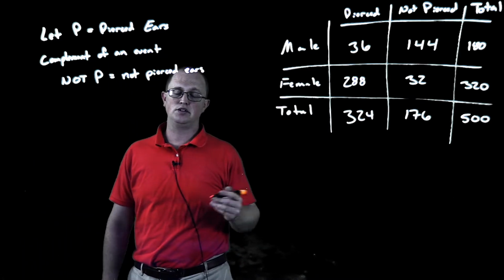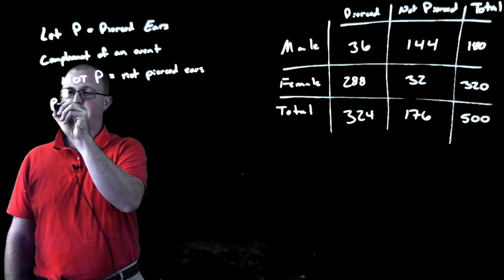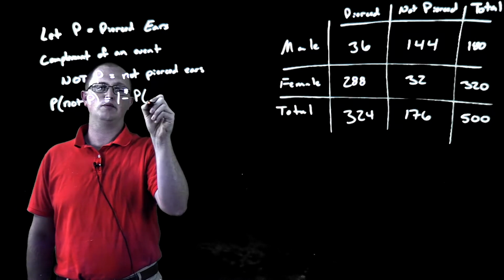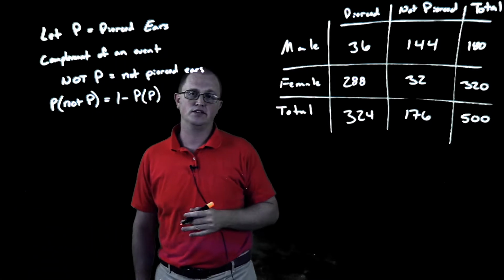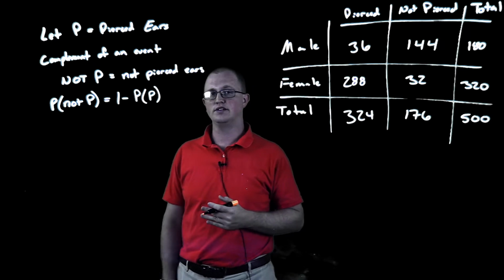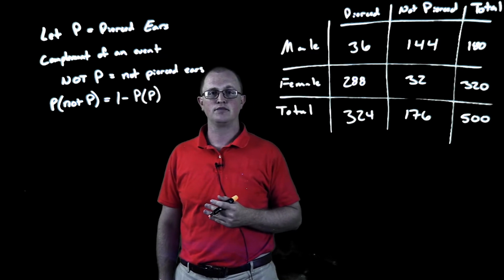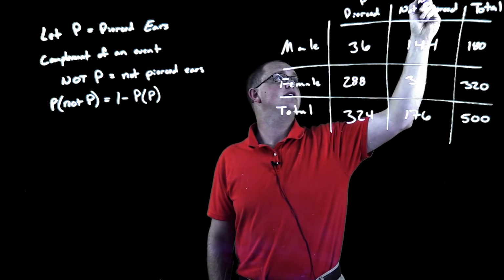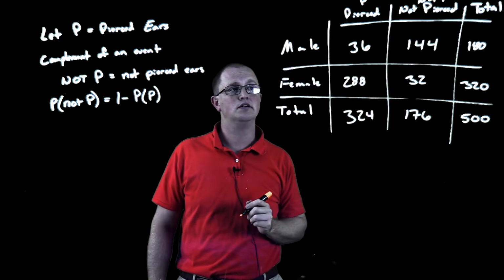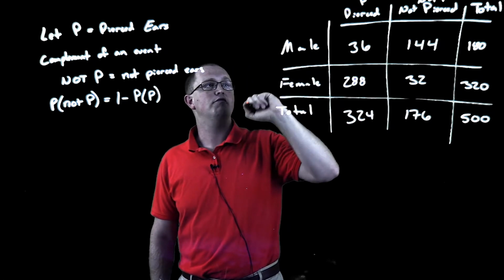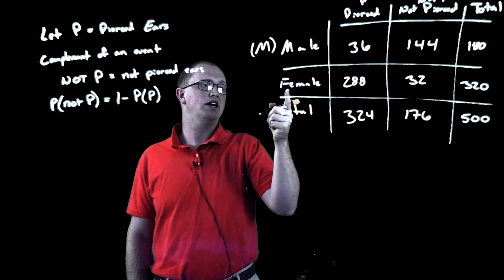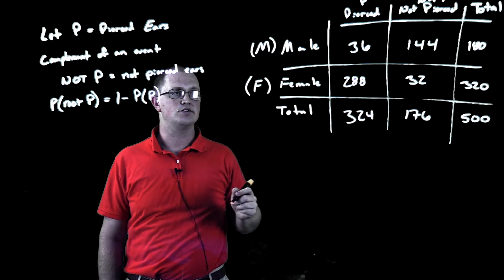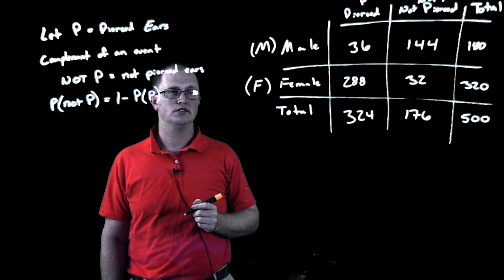And we have the nice little rule that says that the probability of not P is equal to 1 minus the probability of P. And that's true for any event. For any event, the complement of the event has probability 1 minus the probability of the event. So I can abbreviate pierced as P and not pierced as not P. And then I have male, which let's denote as M, and female, let's denote as F. All right, so let's talk a little bit about how to read this table.